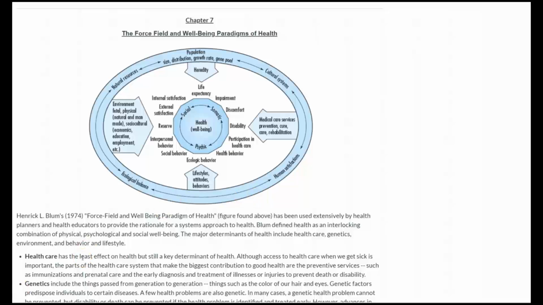So when we're talking about healthcare or medical care, this is influenced differently than other factors of health determinants. This is because it's not always accessible or affordable for everyone. It is also a factor that's sought after for health purposes and therefore has a higher demand. And as pointed out here, one of the most important parts of the healthcare system that makes the biggest contribution to good health are preventative services.